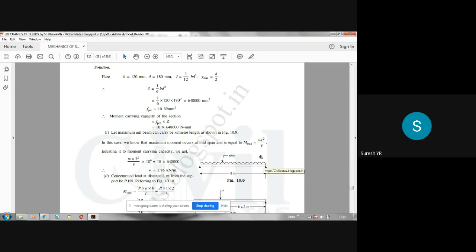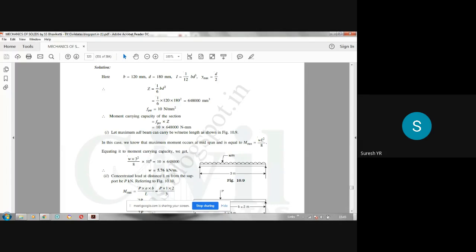Stress is limited to 10 Newton per mm square. So please make a note. For the beam to be safe, the moment carrying capacity of the section should be greater than or equal to the maximum bending moment. If the moment carrying capacity of the section, that is permissible stress into Z, is less than the maximum bending moment, then the beam fails. Cracks will develop and it will fail. So this is how we have to do it.